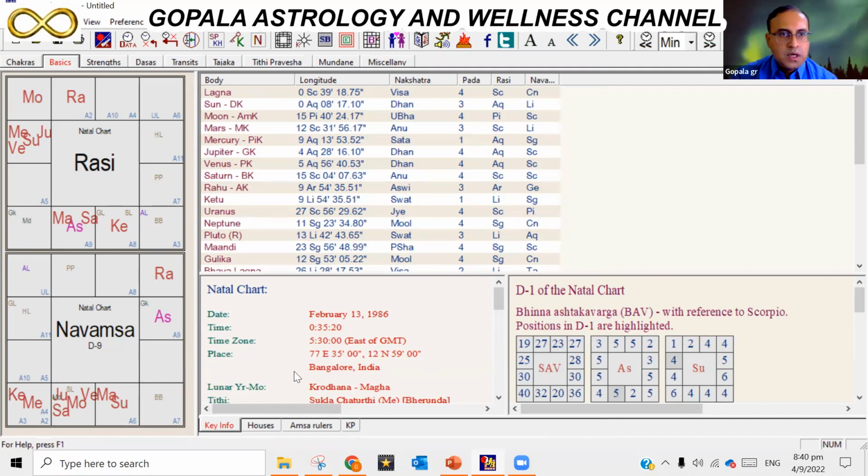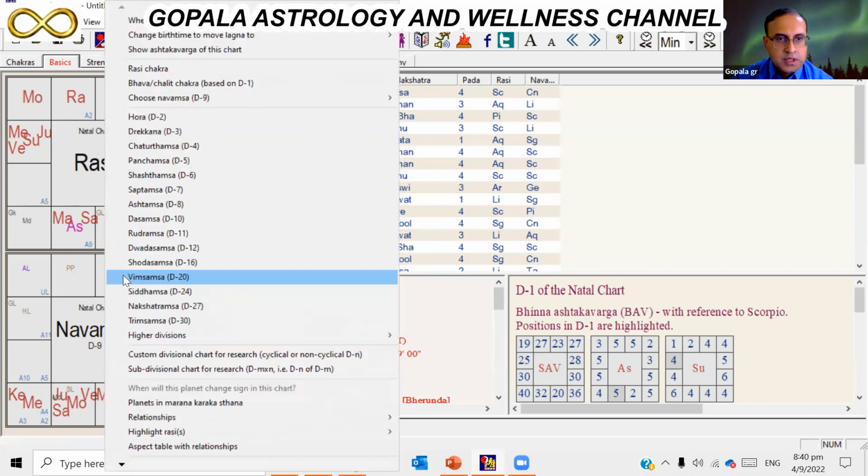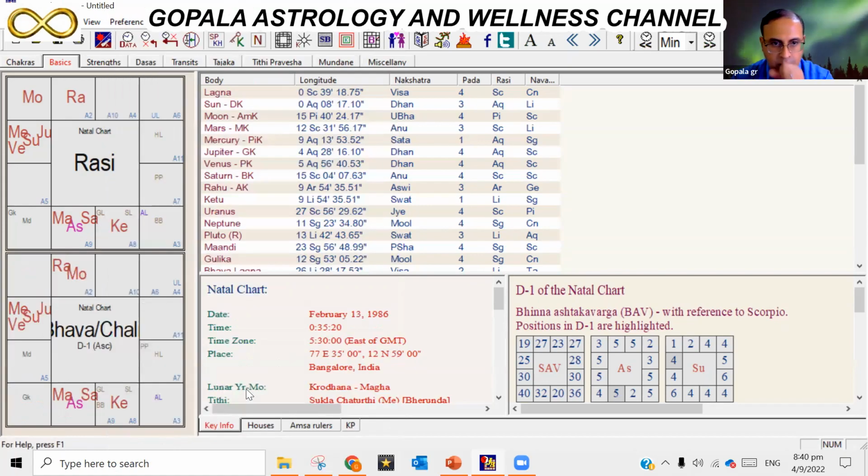Right. Now let's understand this person is born in Meena Rashi, and he's born in Scorpio ascendant. Let's also see the Bhava Chalita Kundali first. It's almost the same, right? The Bhava Kundali also says it's almost the same. So this is the precise date of birth, I guess.